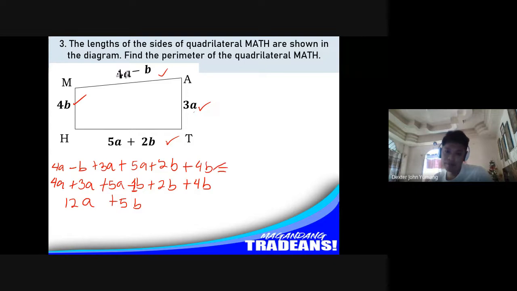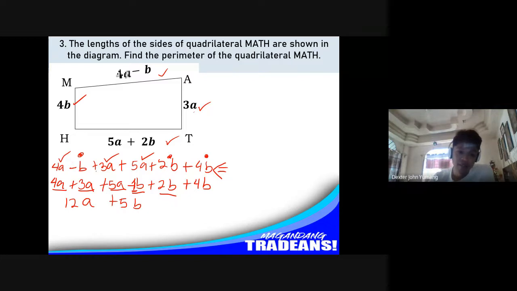Next, i-combine natin lahat ng may similar terms. Ulitin ko, ano po yung similar terms? Pareho sila ng variable or ng letter na tinatawag, literal coefficient. Si 4A, ito po yun siya. Si 3A, ito po yun siya. Next, si 5A, ito po yun. Next, si negative B or negative 1B. Si 2B, si 4B. Now, bakit po si negative minus dito? Kasi po negative din po yung nakalagay dito sa taas.